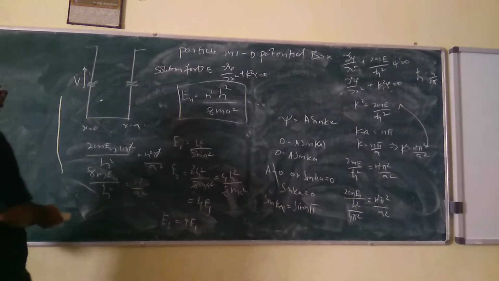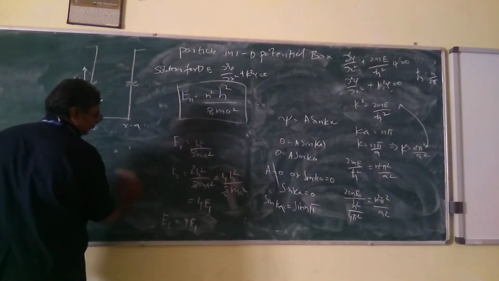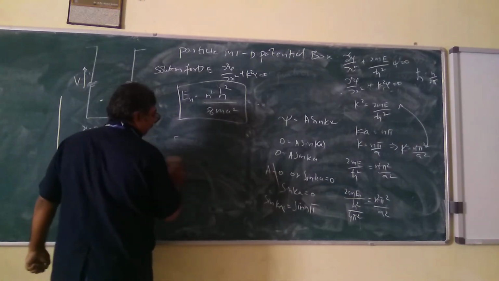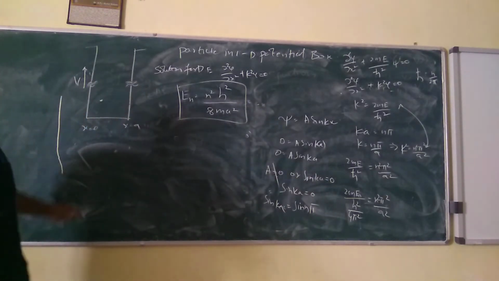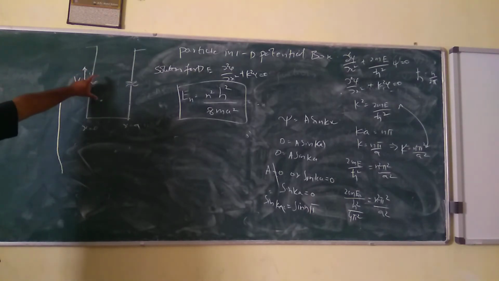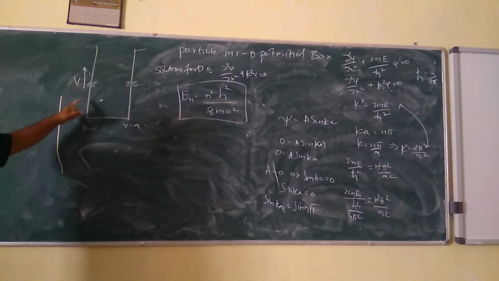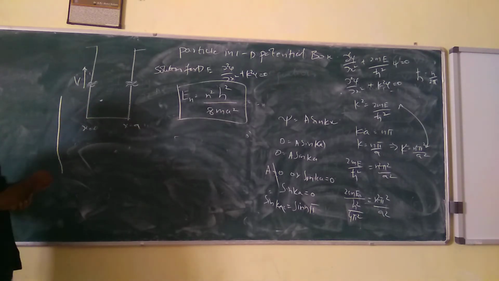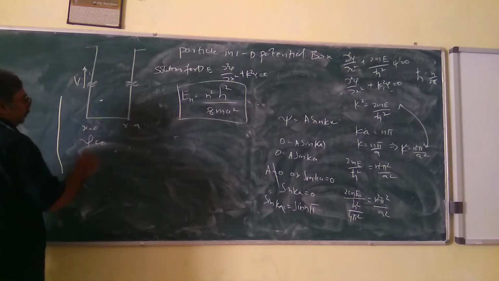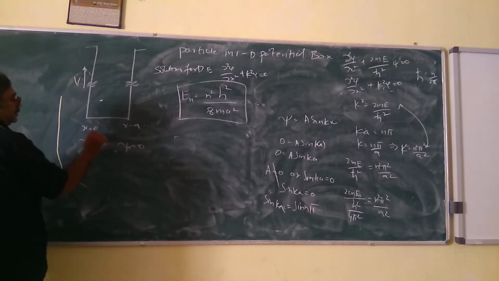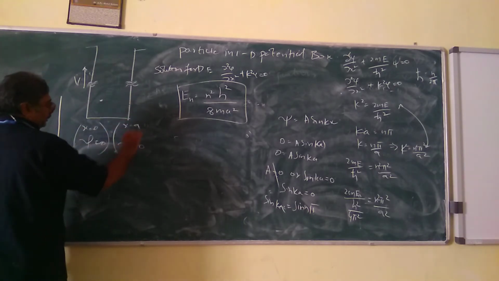Now, once again, recap the whole thing. The condition is very simple. We have assumed that there is a particle which is behaving like a wave, and this particle is placed in this box. When it is placed in a box, it is undergoing multiple collisions between the walls. When it collides with this wall, the wave properties become 0, and similarly on this wall, the wave properties are 0. So taking these two as boundary conditions, x equals 0, psi equals 0, and x equals a, psi equals 0.